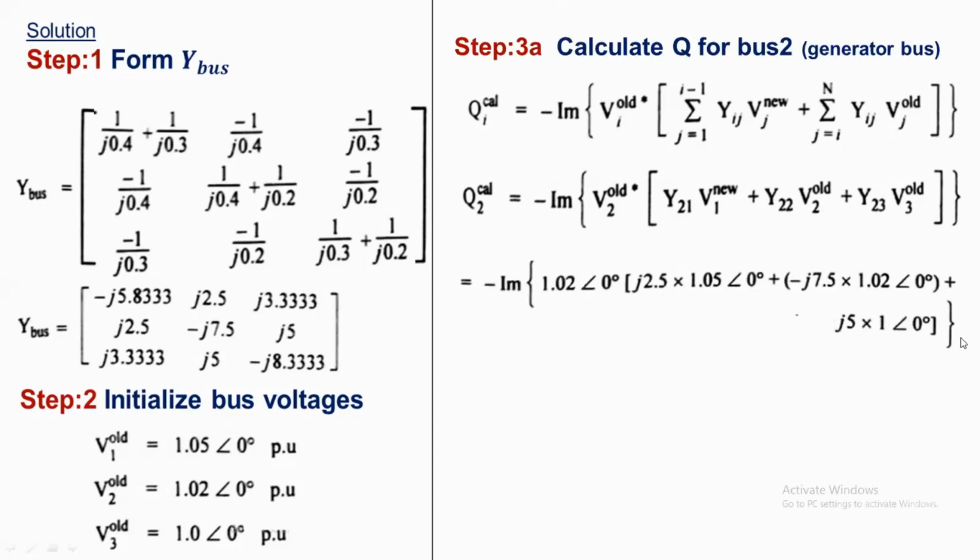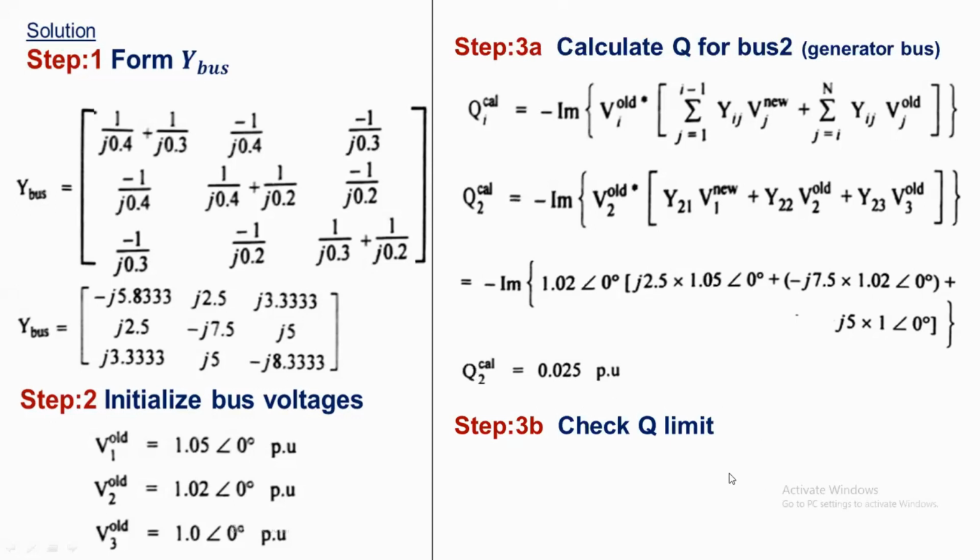Substitute all the values. Then calculate by using the calculator in complex mode. Then directly obtain the answer. That is equal to 0.025 per unit, Q2 calculated. Then step number 3B, check Q limit.